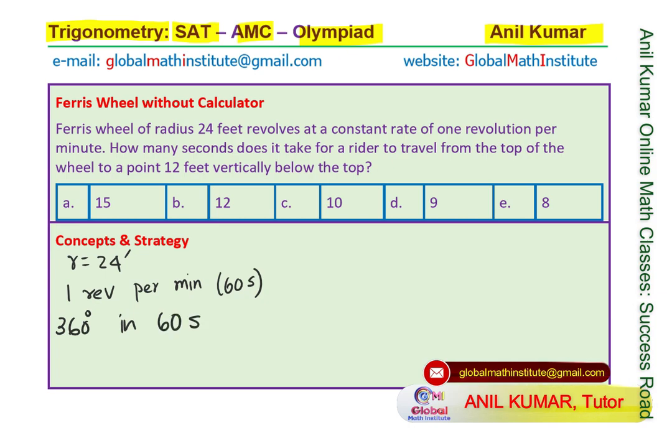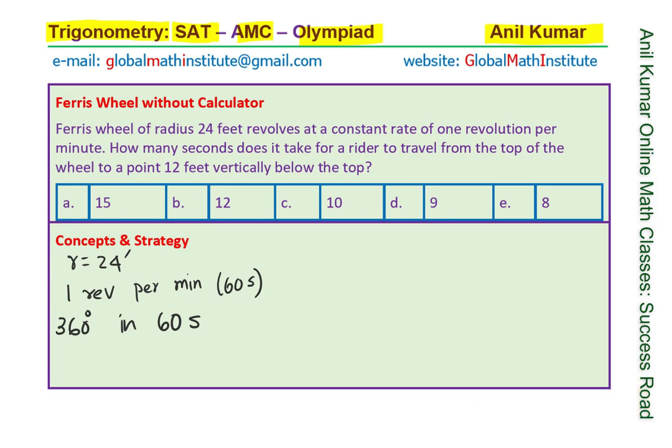Now let us see what we need to find. How many seconds does it take for a rider to travel from the top of the wheel to a point 12 feet vertically below the top? So vertically below the top, 12 feet. Let us sketch the diagram and try to understand the situation. Ferris wheel with a radius of 24 feet.